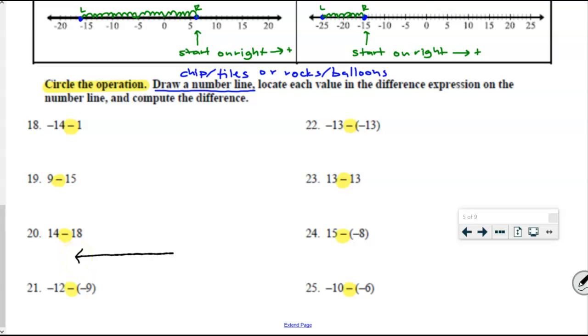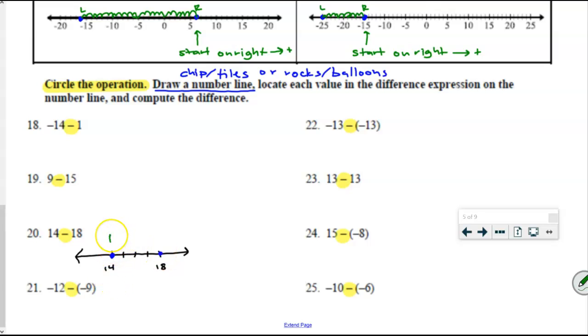If I'm doing 20, I could draw a number line for that. I don't have to draw the whole number line. I can just draw 14, 15, 16, 17, and 18. That's all that I need for this problem. And there, was that really so bad? No. So there's 14 and 18.